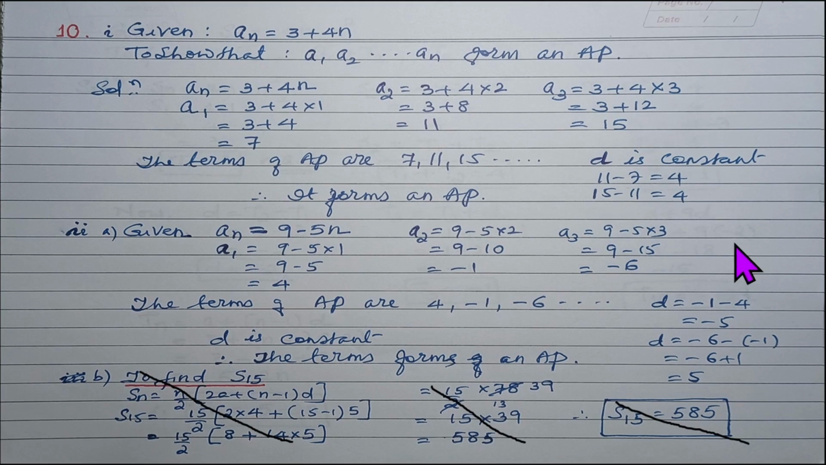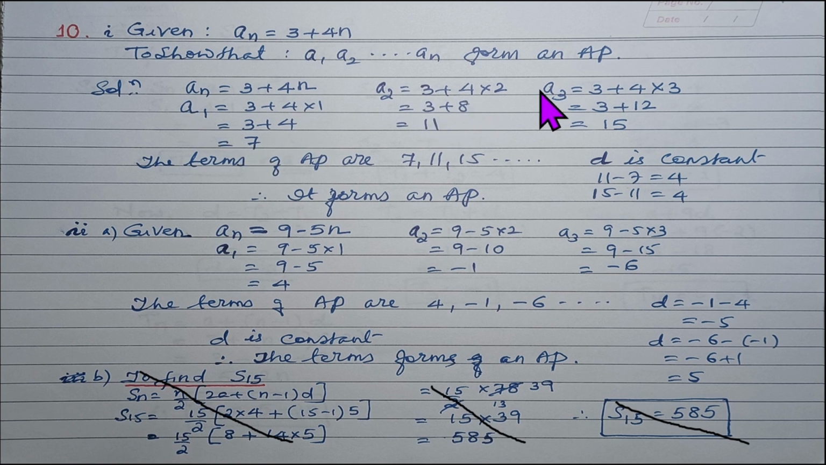Now coming to the next example, we are given here an is equal to 3 plus 4n, to show that a1, a2 and so on to an form an AP. Now let us see how to solve this. an is equal to 3 plus 4n. Now a1 is equal to 3 plus 4 into 1, so therefore a1 is equal to 7.